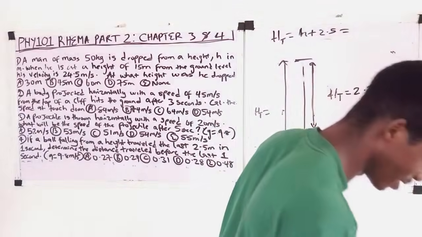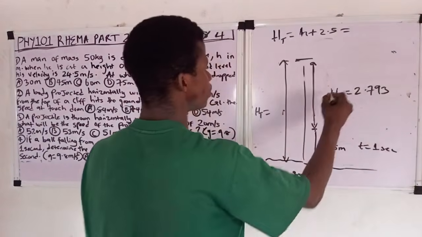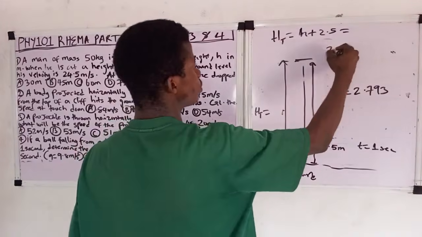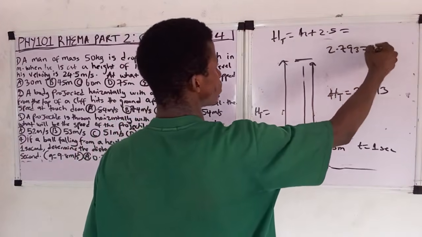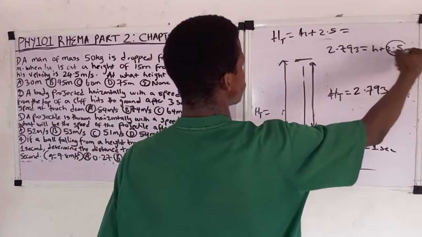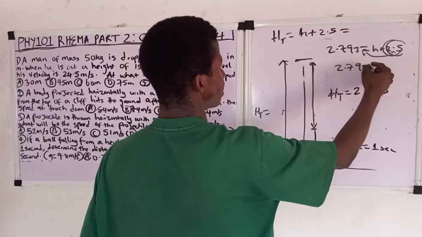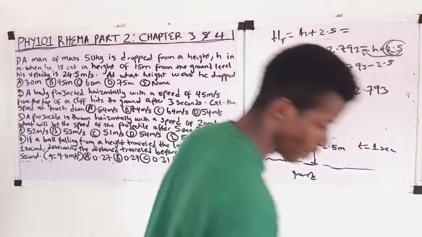2.793. Let me just use this one. Okay, yes. So our total height is this one, right? Remember this. So let's put it here. So 2.793 equals h plus 2.5, right? So plus 2.5 comes over here to minus, so 2.793 minus 2.5. Let me see if we have our answer now.